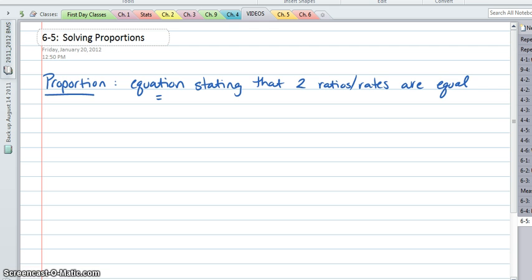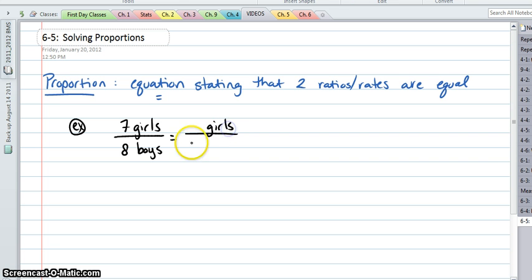Let's see what it looks like if we're dealing with quantities. So for example, let's say I have 7 girls for every 8 boys at the mixer. If I know that 16 boys are at the mixer, and I'm working with this rate of 7 to 8, how many girls are at the mixer? Well, 8 times 2 gives us 16, so we can just take 7 times 2 and get 14. So 7 to 8 is equal to 14 to 16.